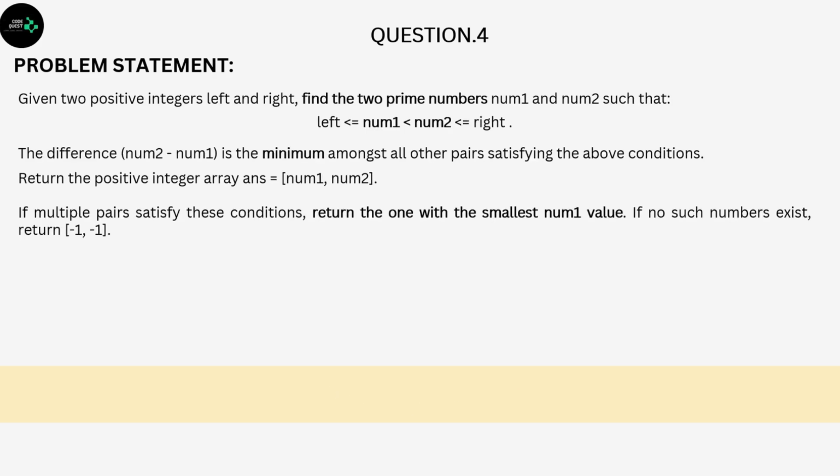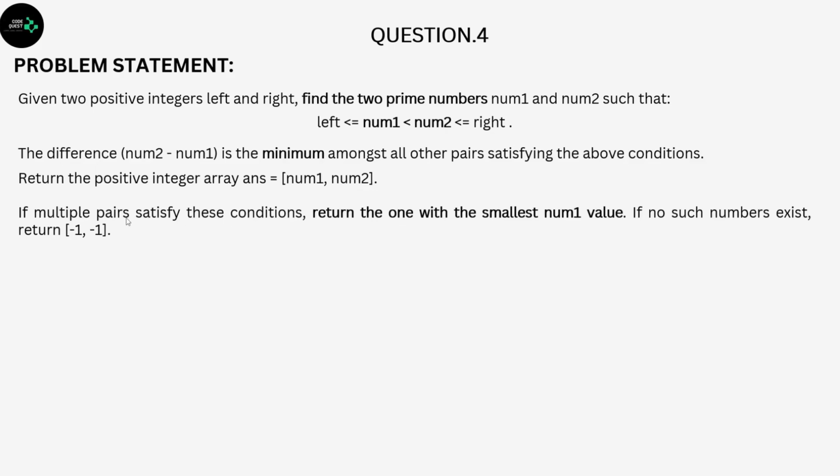So today our problem statement is: given two boundaries, let's say set by left and right, you have to find two prime numbers, say num1 and num2, between these two boundaries such that the difference, that is num2 minus num1, is the minimum amongst all the pairs satisfying this condition. And it has to return a positive integer array, that is num1 comma num2.